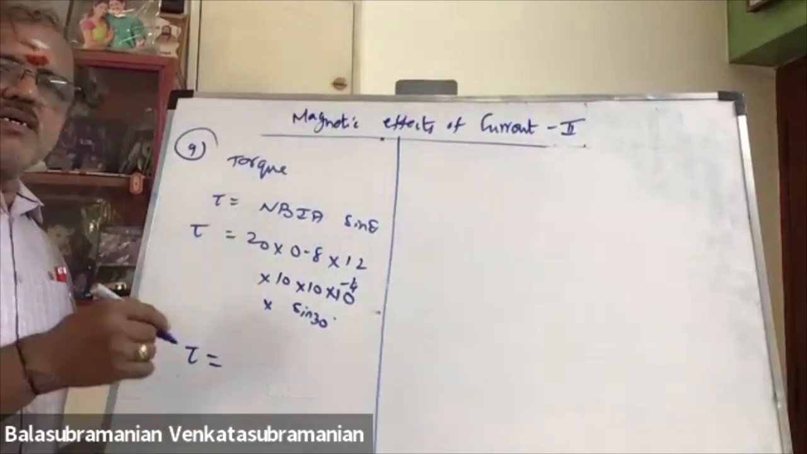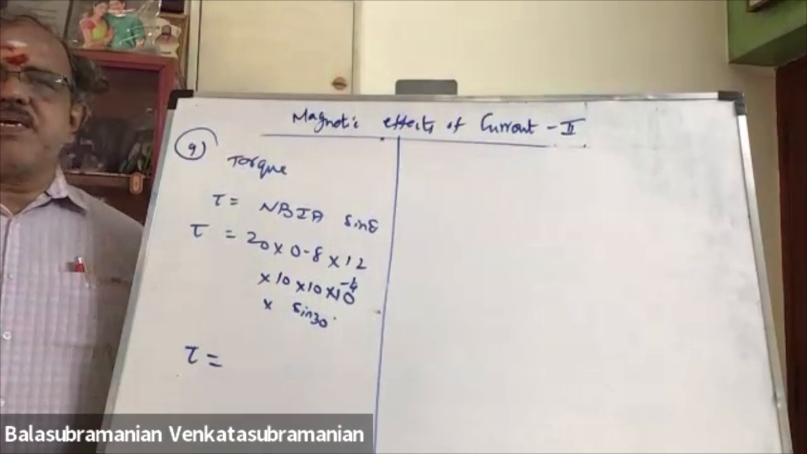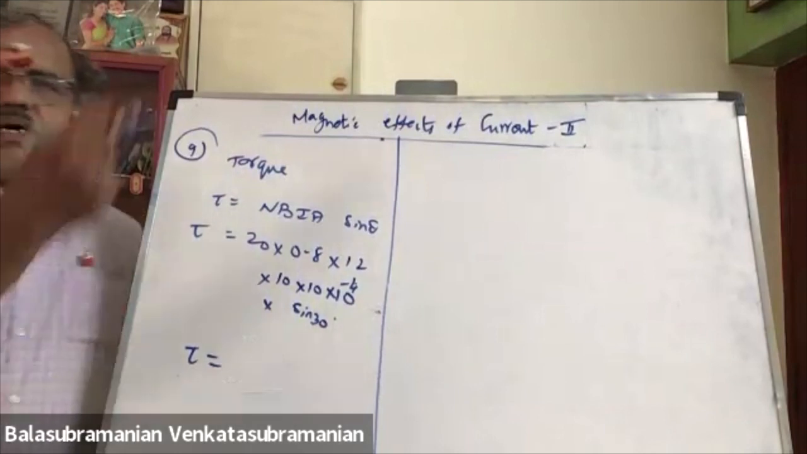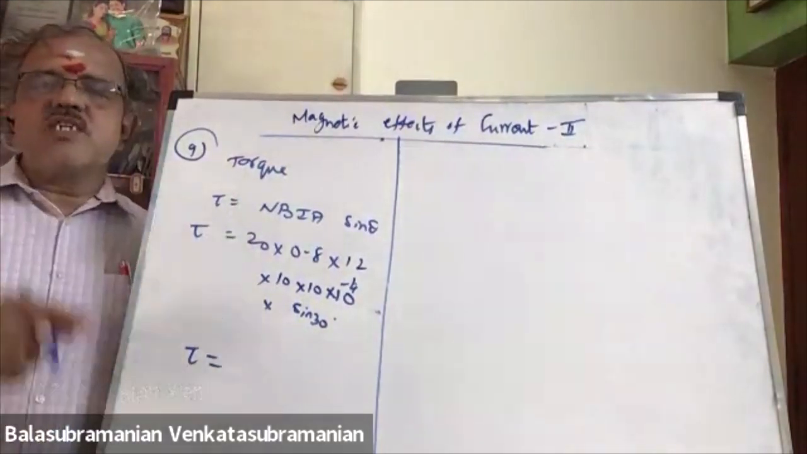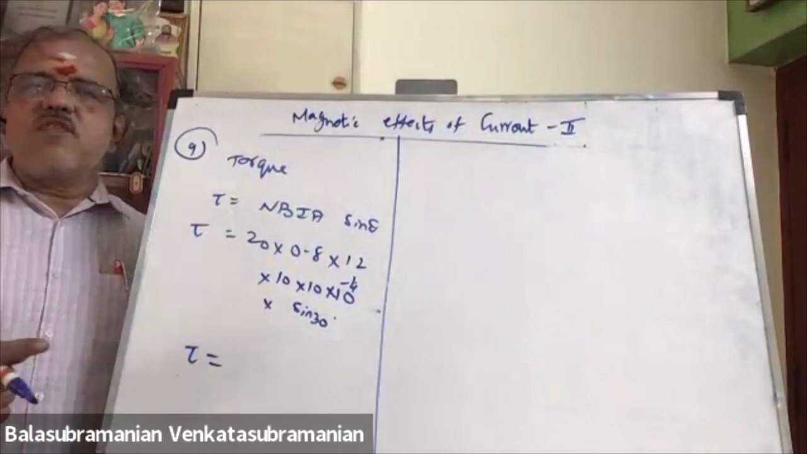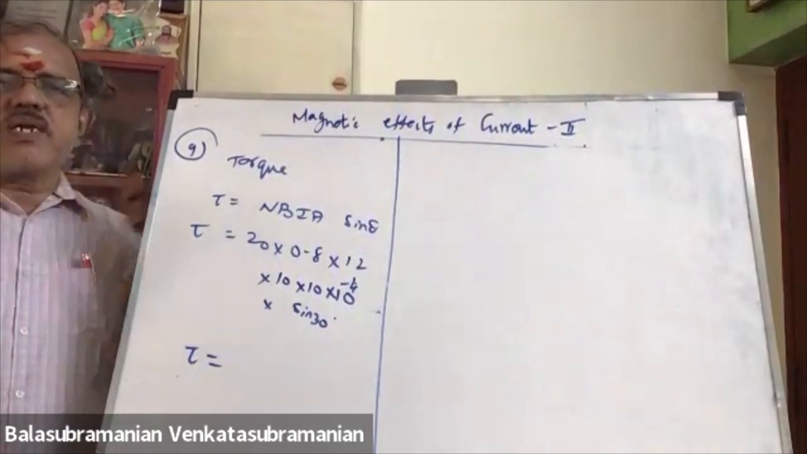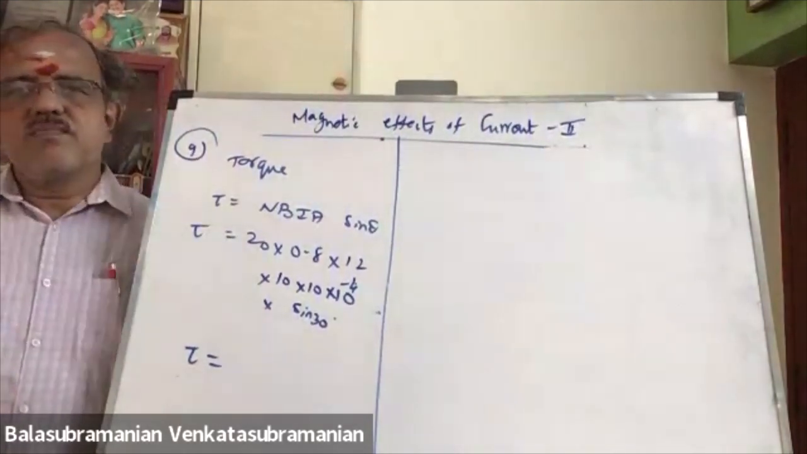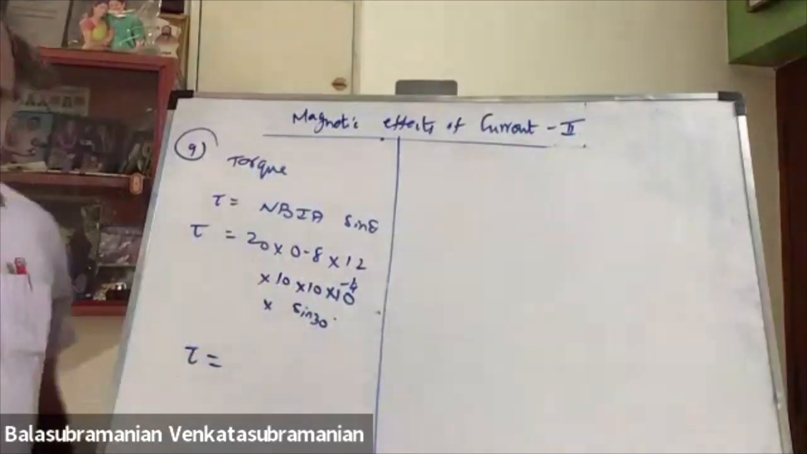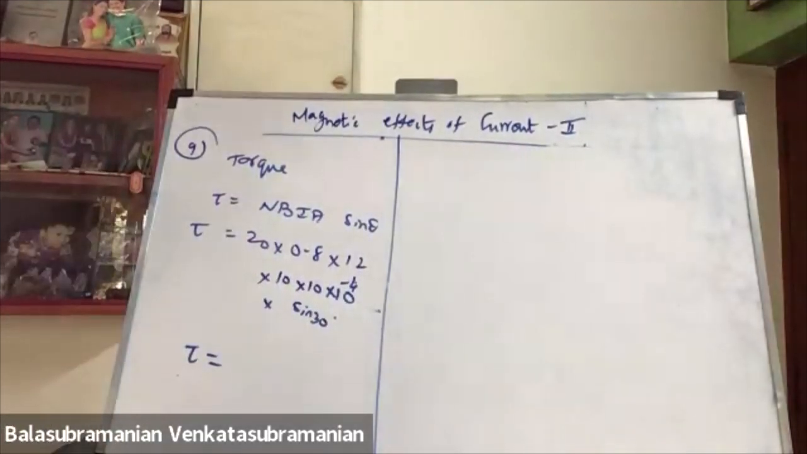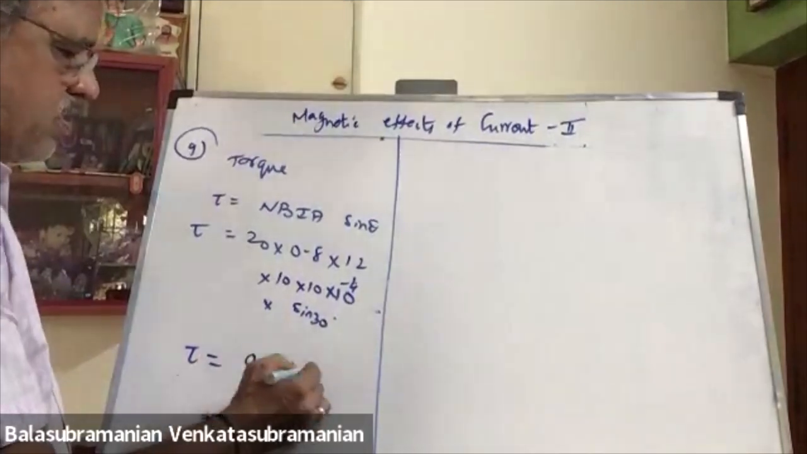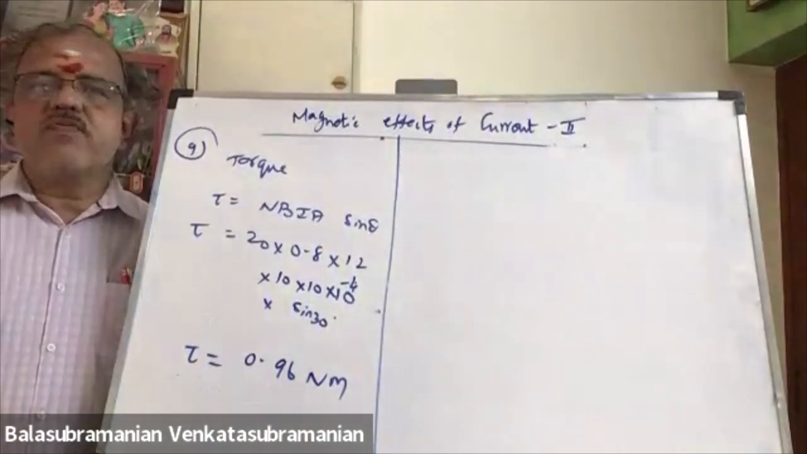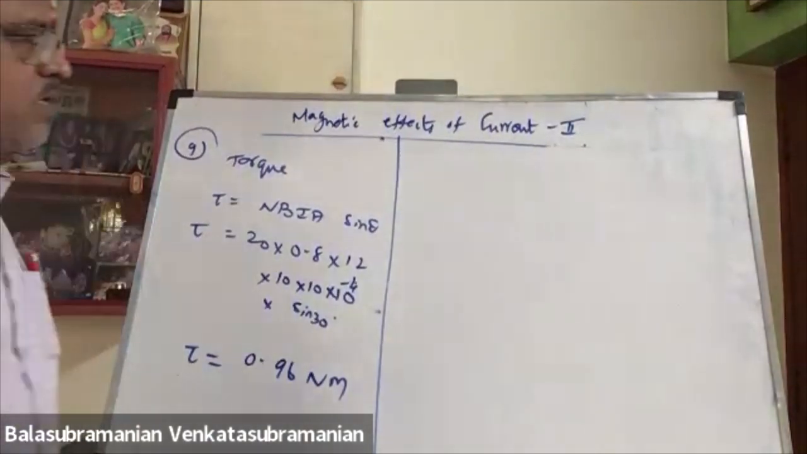Square coil. What? Basic formula is same. N B I A sin theta for rectangular coil or square coil. Basic formula is same. Top and bottom opposite forces, same magnitude and opposite in direction, nullify. Sideways it will try to rotate the coil. Concept is same whether it is a rectangular coil or a square coil. Okay. Simplify this. You will get an answer 0.96 Newton meter. Newton meter is the unit of torque. Okay.